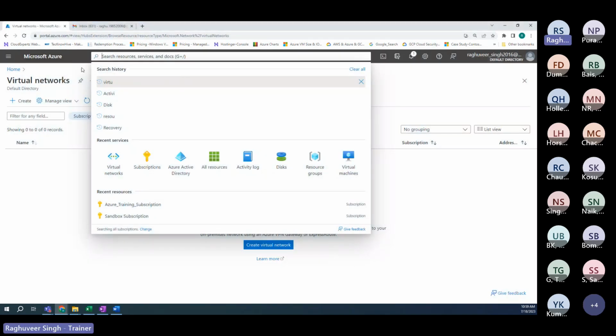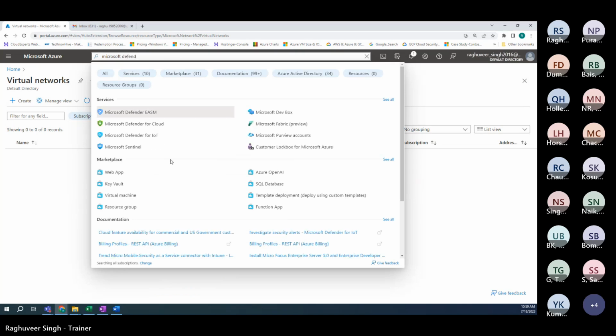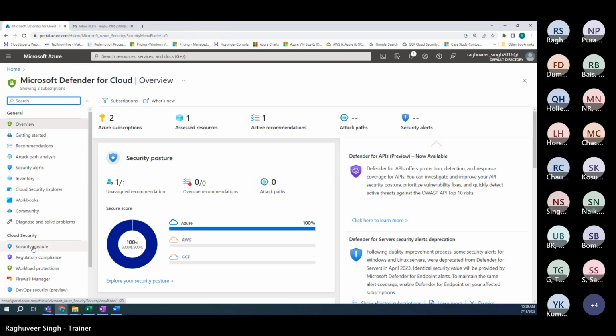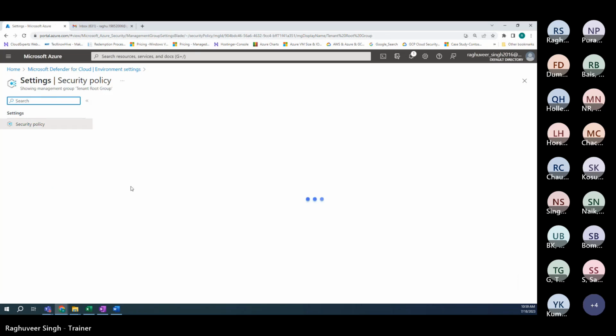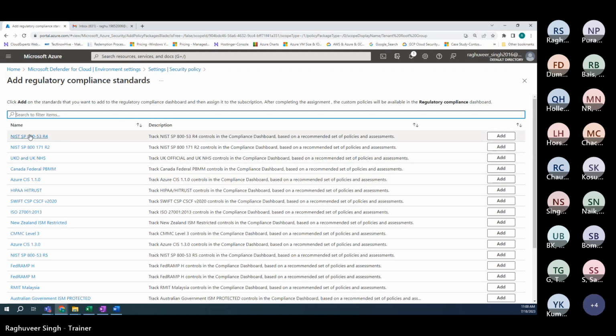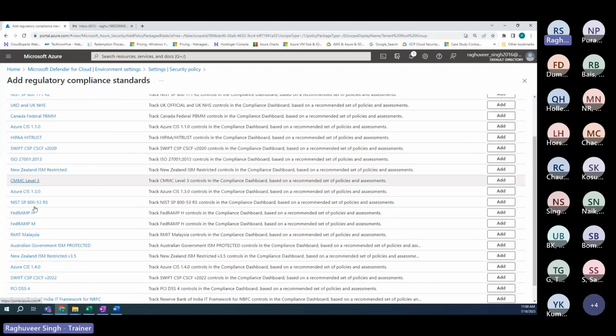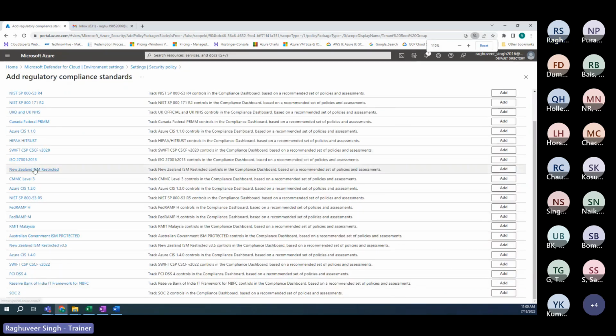Why don't you see GDPR? Let me just double check. This is my production account. Let me see the production account. Okay, NIST, HIPAA. Okay, it's not there. It seems that they have removed it. So they have removed GDPR from the compliance here.